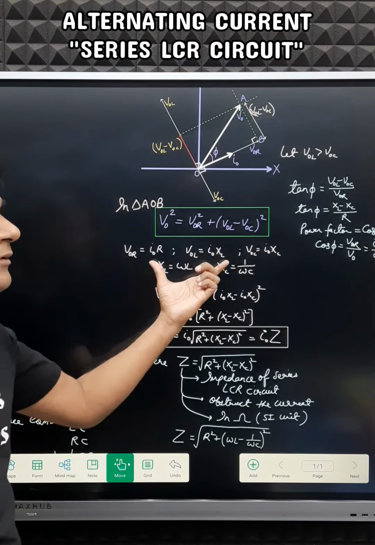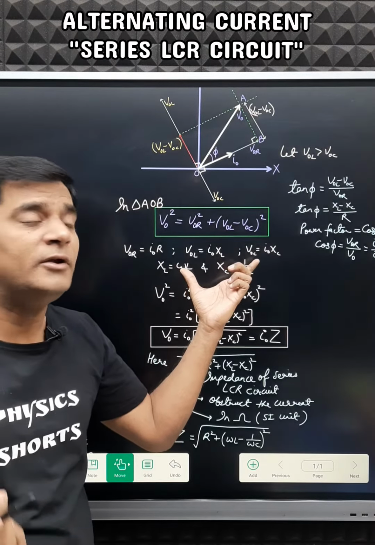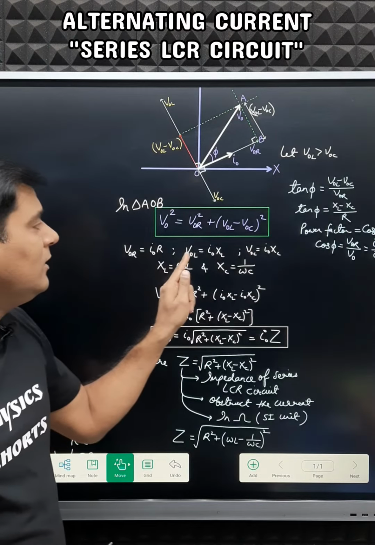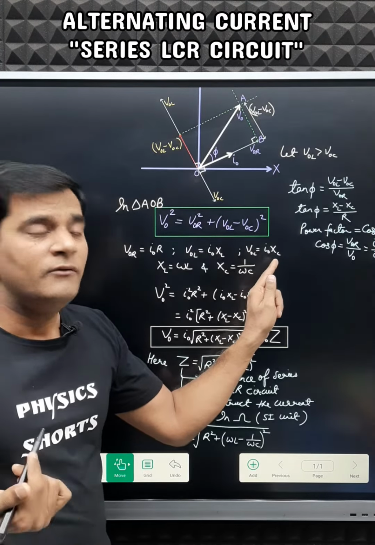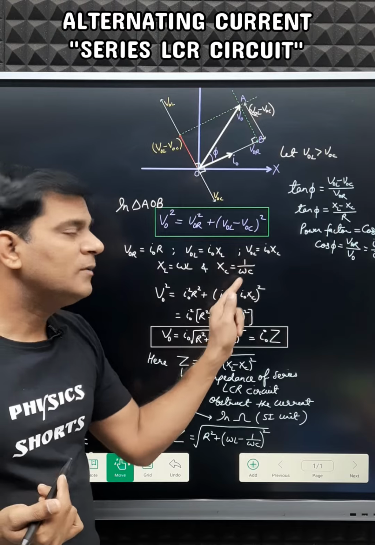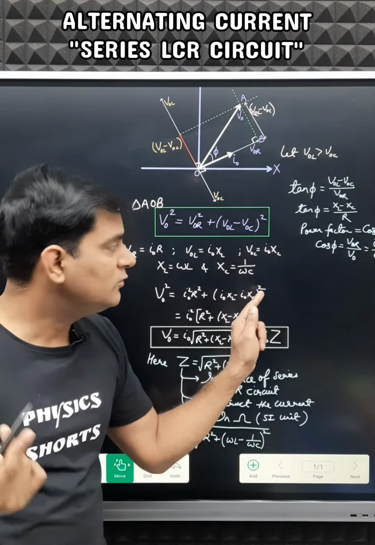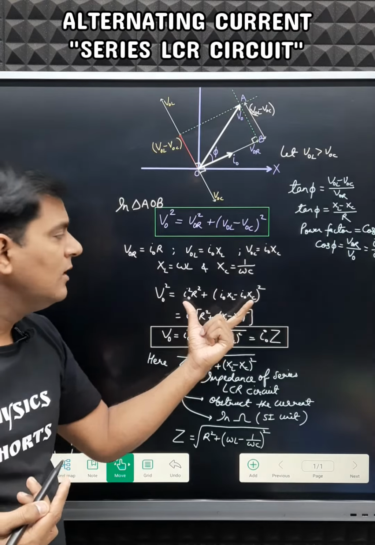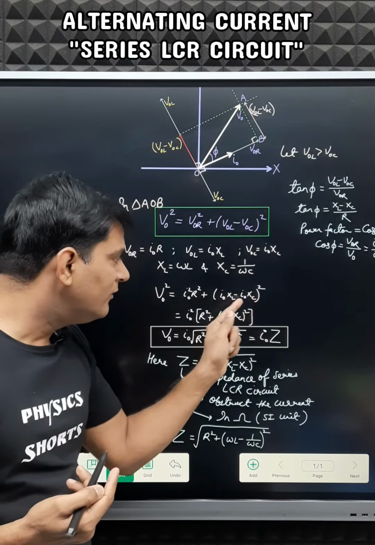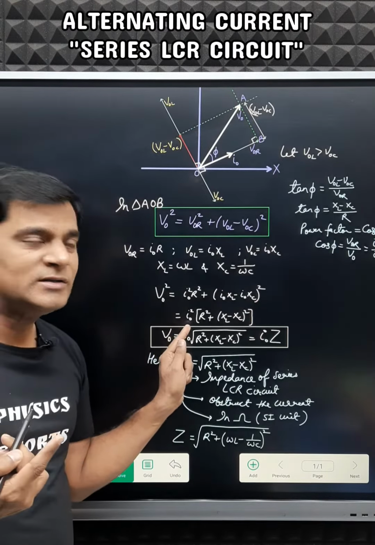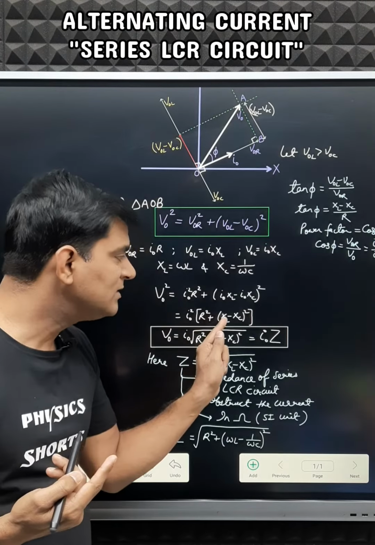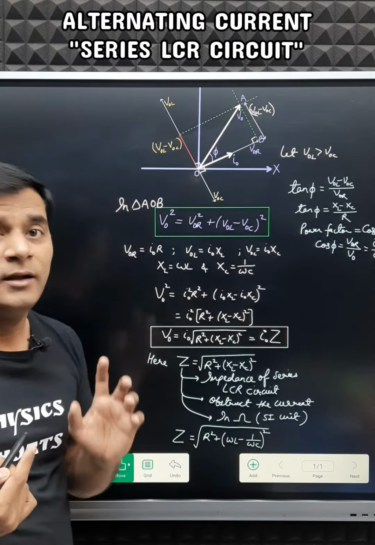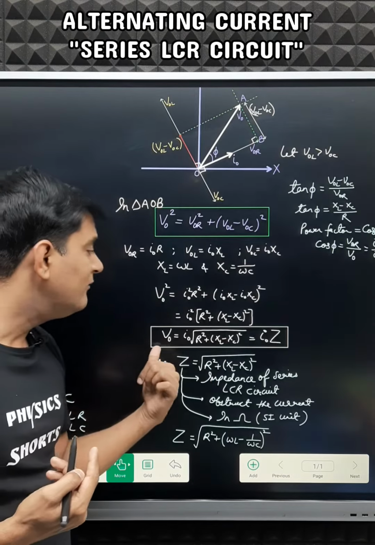When we substitute the values of V naught R, V naught L, V naught C, which are I naught R, I naught XL, I naught XC, where XL, XC are omega L and 1 upon omega C respectively, in terms of I naught, the expression will be like this, where we take the common I naught square, then it will be R square plus (XL minus XC) whole square, and when we take the square root, then V naught will be what?